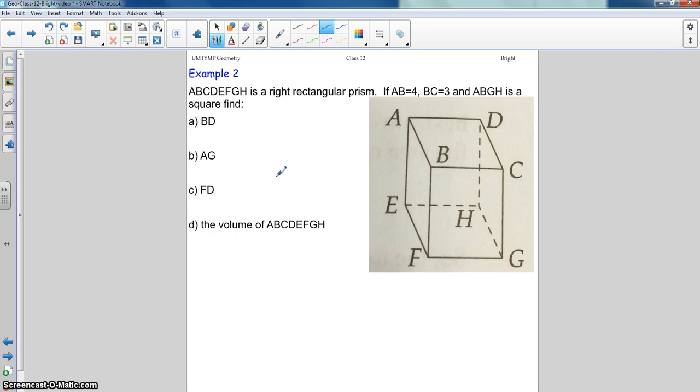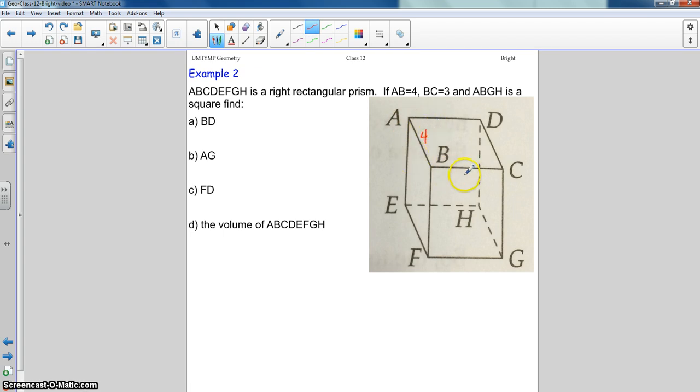Okay, now example 2. So we know that ABCDEFGH, that thing, is a right rectangular prism. So all these angles are 90 degrees, and we also know that the vertices up here all measure 90. And so if we know that AB is 4, I'm going to start labeling this stuff. AB is 4.